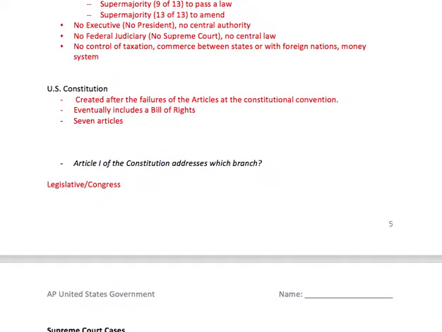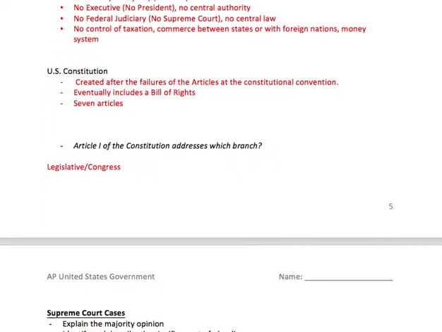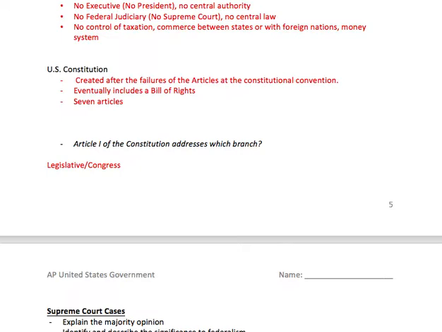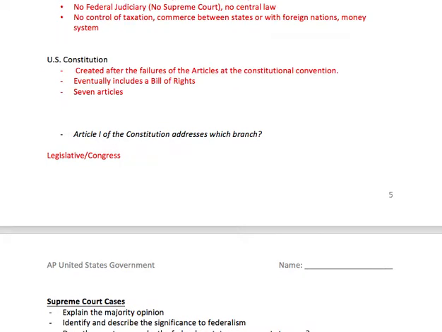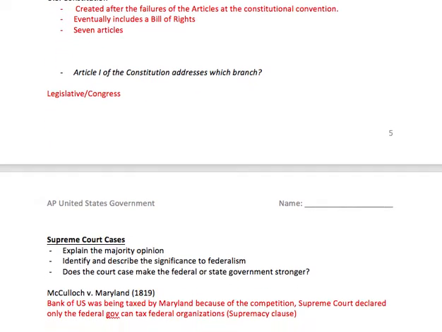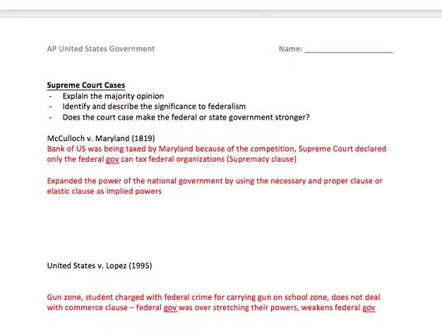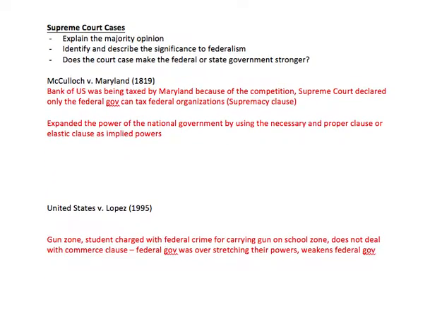The U.S. Constitution created after the Articles of Confederation, eventually added a Bill of Rights. There are 7 articles. Article 1 of the Constitution addresses which branch? It is the legislative branch, also known as Congress. You choose Supreme Court cases that are required.